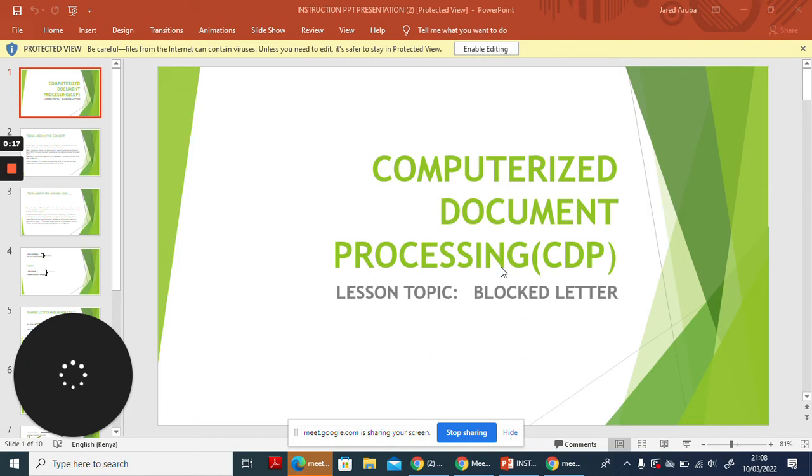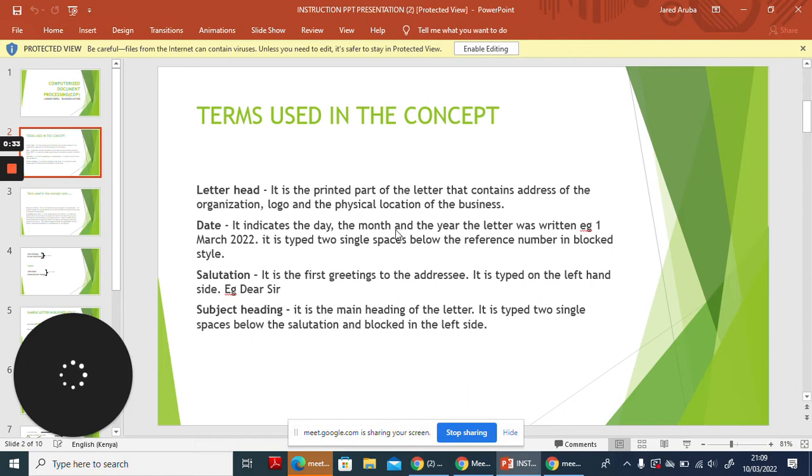That is computerized document processing. Our lesson topic will be blocked letter. So we are going to look at how blocked letter is typed. So let's look at terms used in the concept.